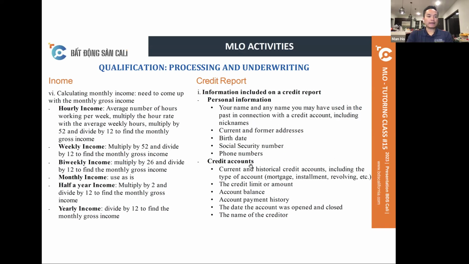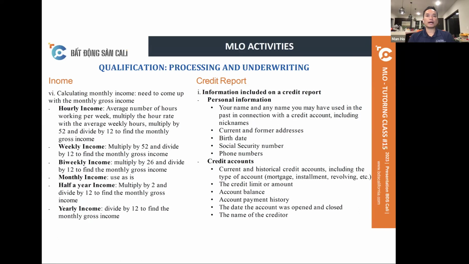Calculating monthly income, you need to come up with the monthly gross income. Like I said, for any loan, to calculate the DTI it needs to be a gross monthly income. So let's take an example. If you have an hourly income, you need to average the number of hours per week that you work. You multiply that hourly rate by the weekly hours, then by 52 weeks, and then divide that by 12 to find the monthly gross income.